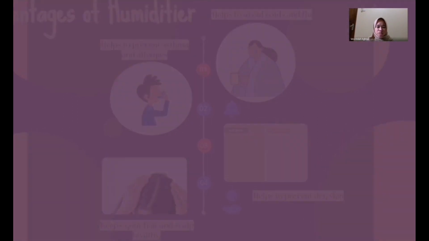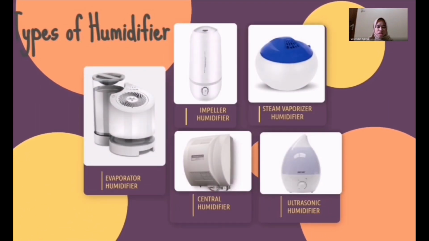There are several types of humidifiers including evaporator, impeller, central, ultrasonic, and steam vaporizer humidifiers. An evaporator humidifier produces humidity by blowing air past evaporating water. A central humidifier is located in the central air conditioning in the home or office to add moisture to the entire space. An impeller humidifier uses a rotating disc rather than heat to vaporize water. An ultrasonic humidifier uses vibration to vaporize water instead of electricity. The last one is the steam vaporizer, which uses electricity to generate steam.